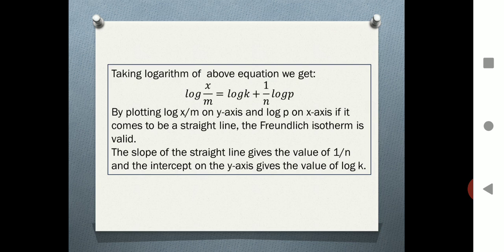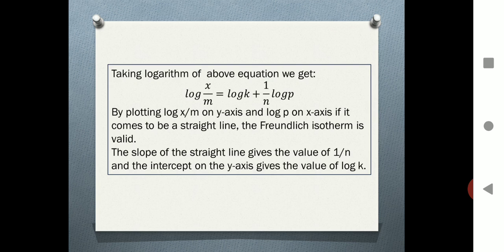When we take log of the above equation, we obtain log x by m equal to log k plus 1 by n log p, which we can easily compare with a straight line equation y is equal to mx plus c. Thus, if we are plotting log x by m on y-axis and log p on x-axis, and if we obtain a straight line, then the validity of the Freundlich adsorption isotherm is proved, and we can say that x by m varies with pressure as per this equation.